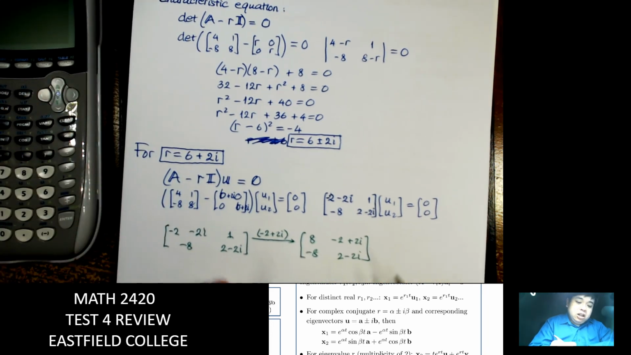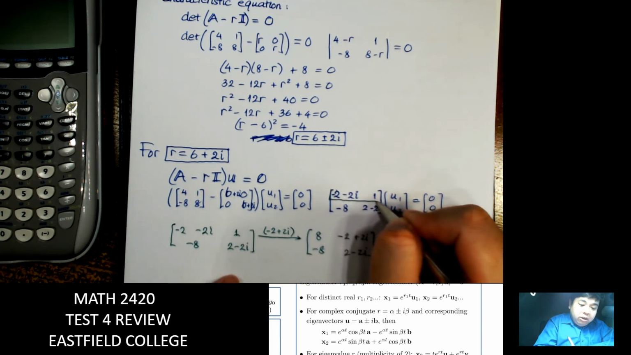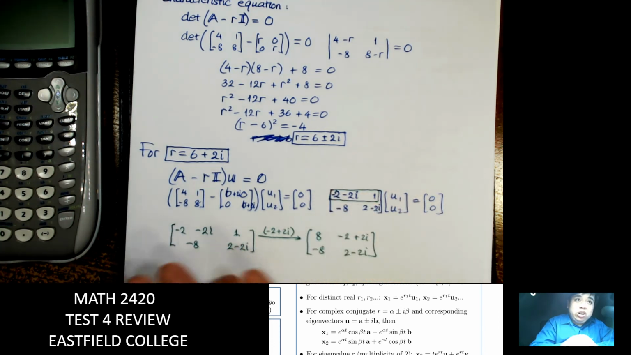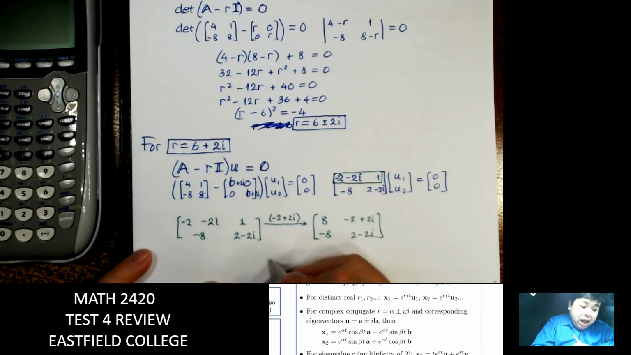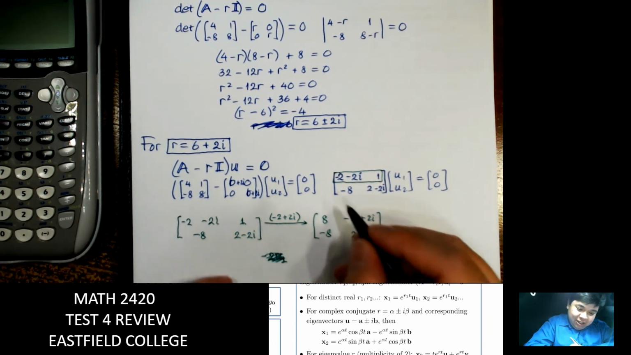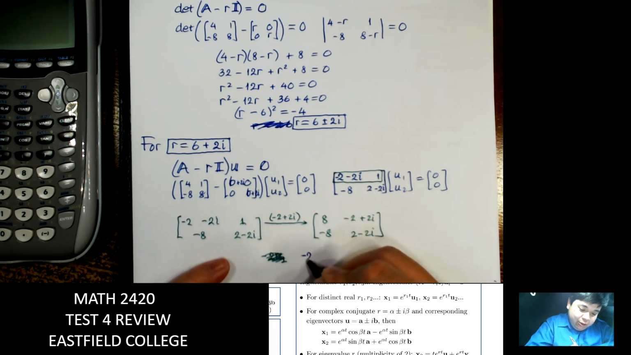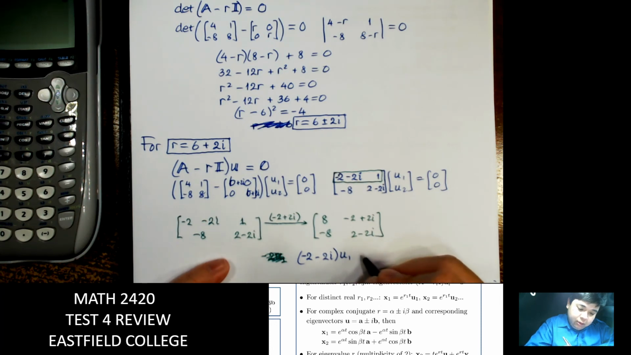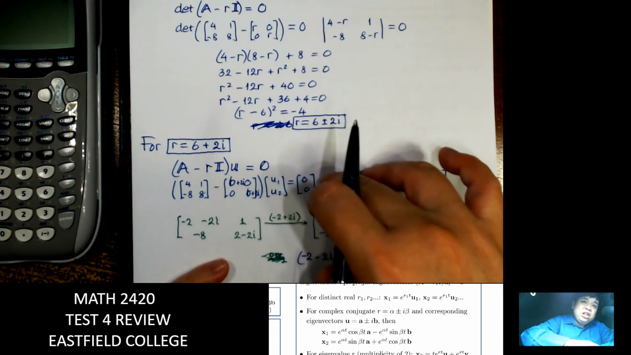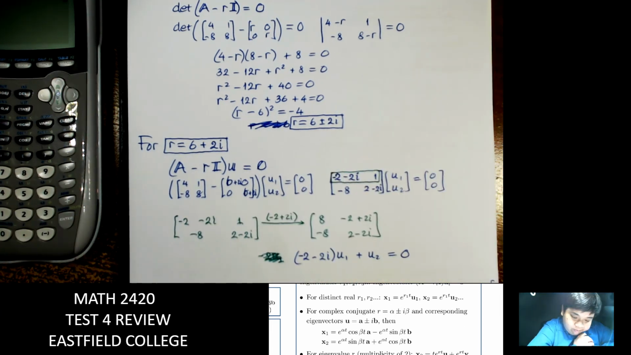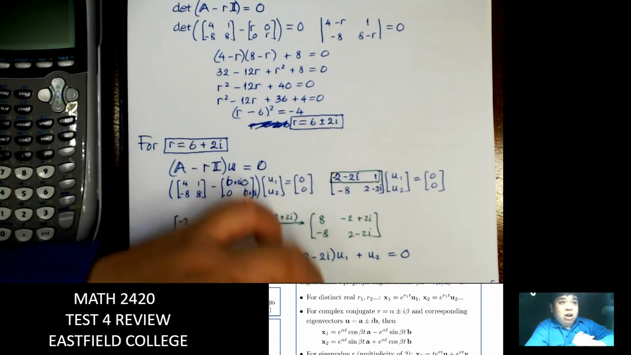Bottom line is we only need to use one column. When this is a 2 by 2, we only need to use one column, and multiply that out, we have negative 2i times u1 plus u2 equal to 0. I said we only need to use the first row, because the second row is the multiple of that.